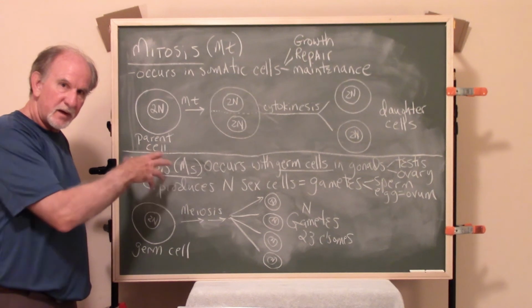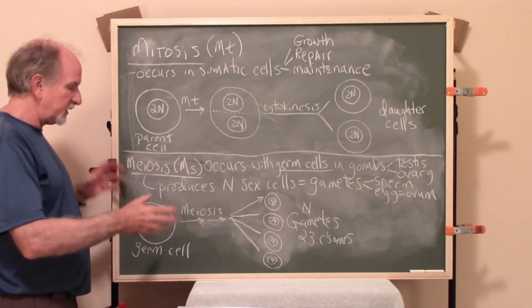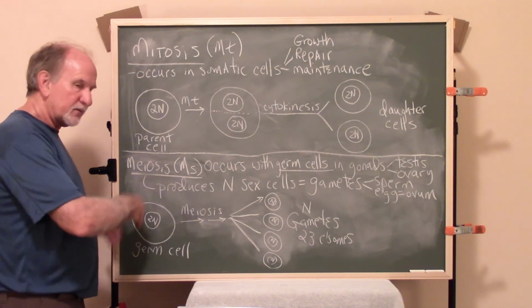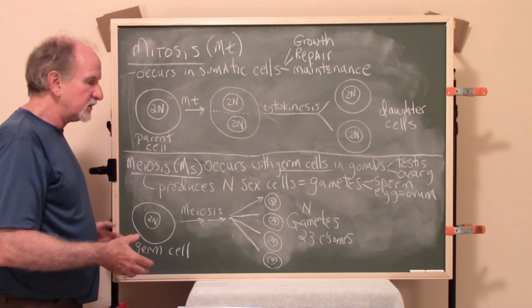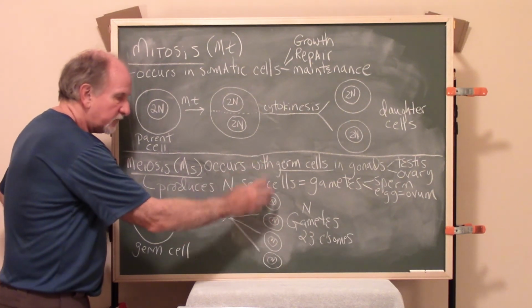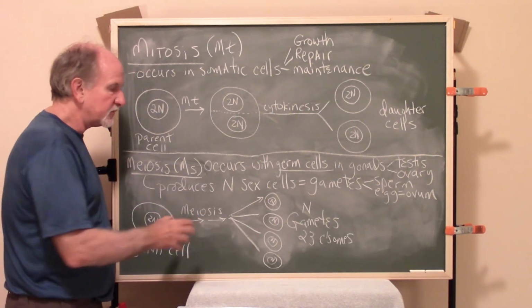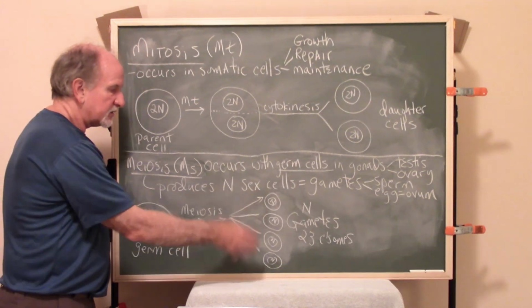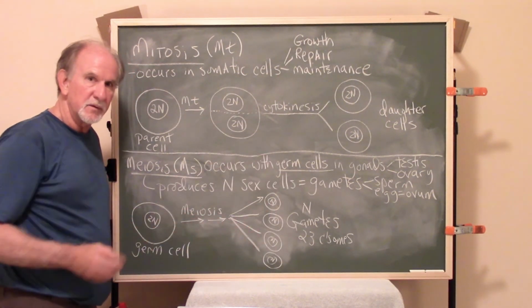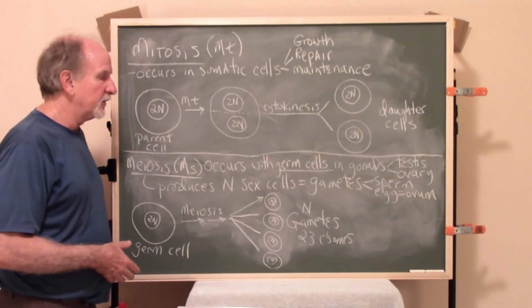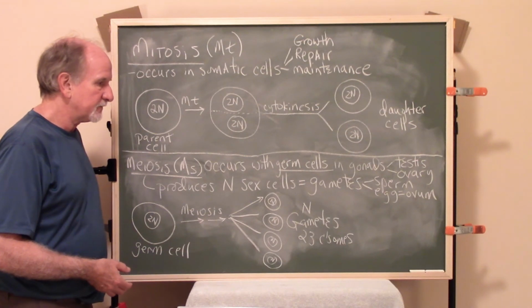In the case of meiosis, we begin with a germ cell, and after the end of several stages of meiosis, we produce four haploid cells. These would be the sex cells or the gametes, and each of these haploid sex cells would contain 23 chromosomes, or a haploid number of chromosomes.